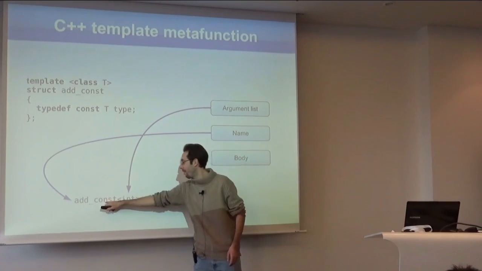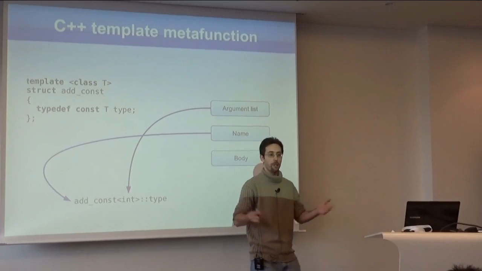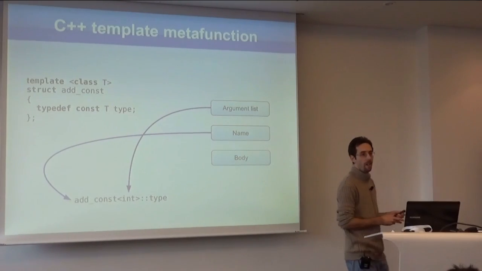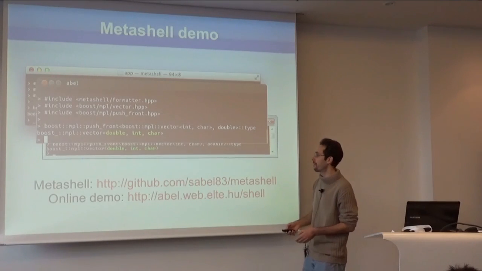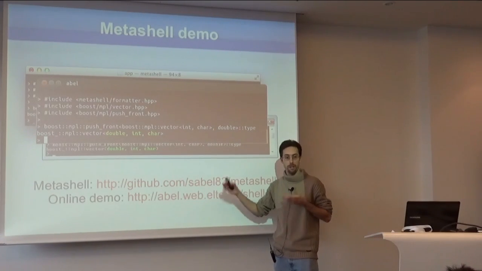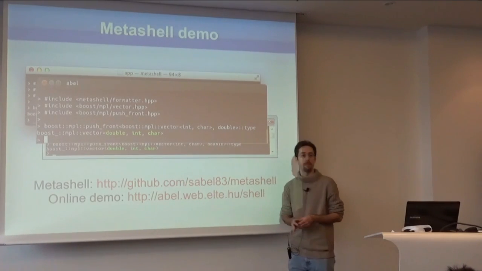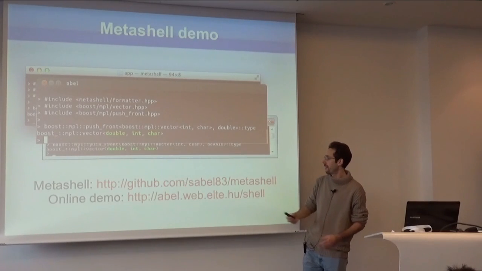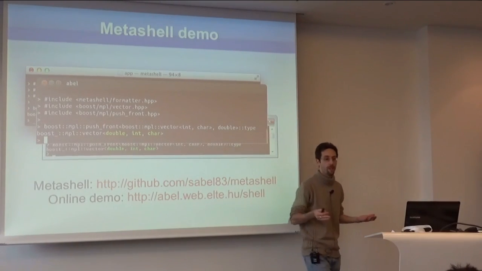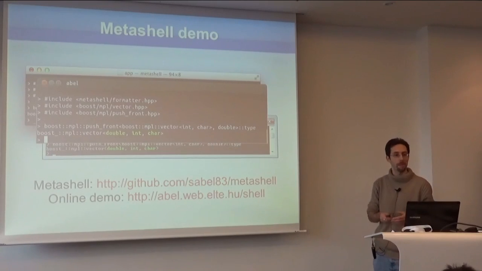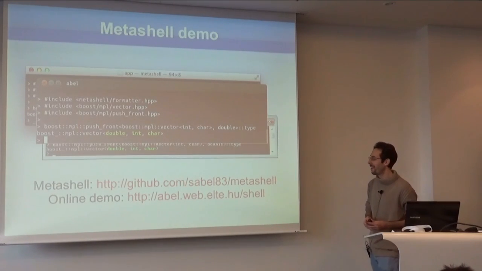So you say, OK, I evaluate this thing, but you cannot tell the compiler, show me the result of this. And there is a utility which we have built called Metashell, which you can use to display the result of a template meta function. And you can download it. There is also an online demo, so you can even try it from a browser and run template meta programs from your browser.